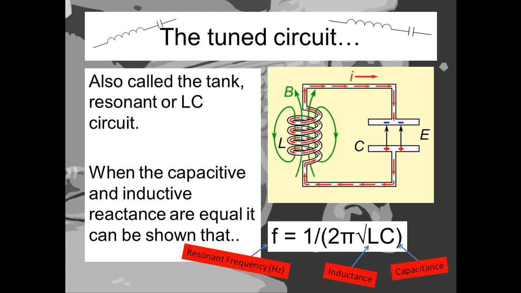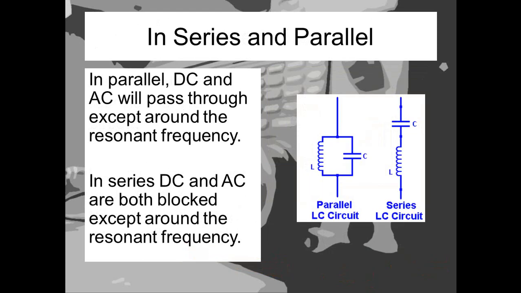And this frequency in a tuned circuit will, depending on the configuration of the tuned circuit, either be the only thing allowed to pass through, or the only thing that's blocked. So on the right here, we've got the two different combinations of capacitor and inductor in parallel or in series. In parallel, DC and AC will pass through except around a resonant frequency, effectively acting like a trap. In series though, both DC and AC are blocked except around a specific resonant frequency.